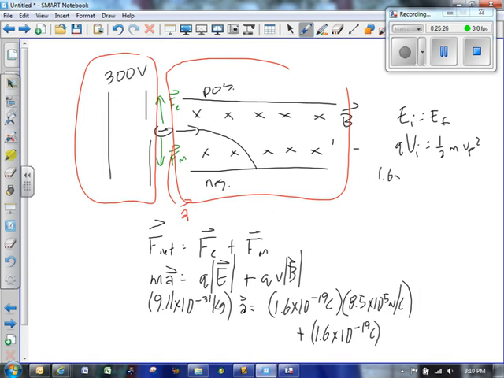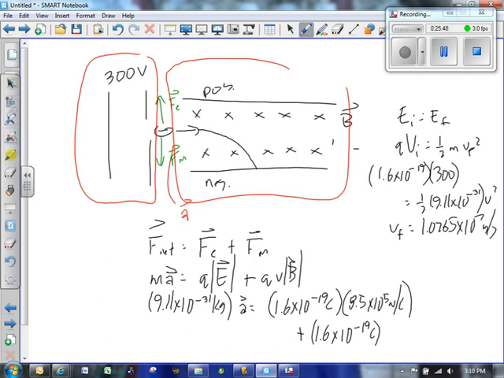1.6 times 10 to the minus 19 coulombs gives me my charge. The potential difference that it goes through is 300 volts. That's equal to 1/2 of 9.11 times 10 to the minus 31, the mass, times v squared. We'll solve for the final speed of this electron. It works out to be 1.0265 times 10 to the 7 meters per second.